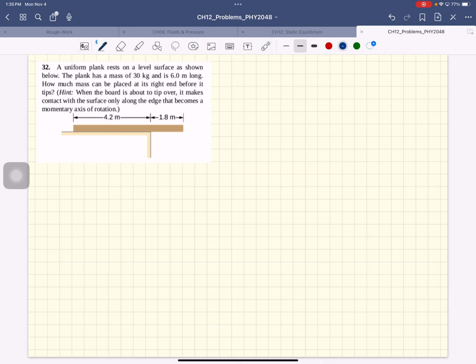Okay, so you want to place a mass here, and it's just ready to tip. All right, so what is this mass trying to do? It's trying to rotate the plank about this point, about the edge. It's trying to rotate, tip it like that. What is stopping it? What is preventing it from tipping?